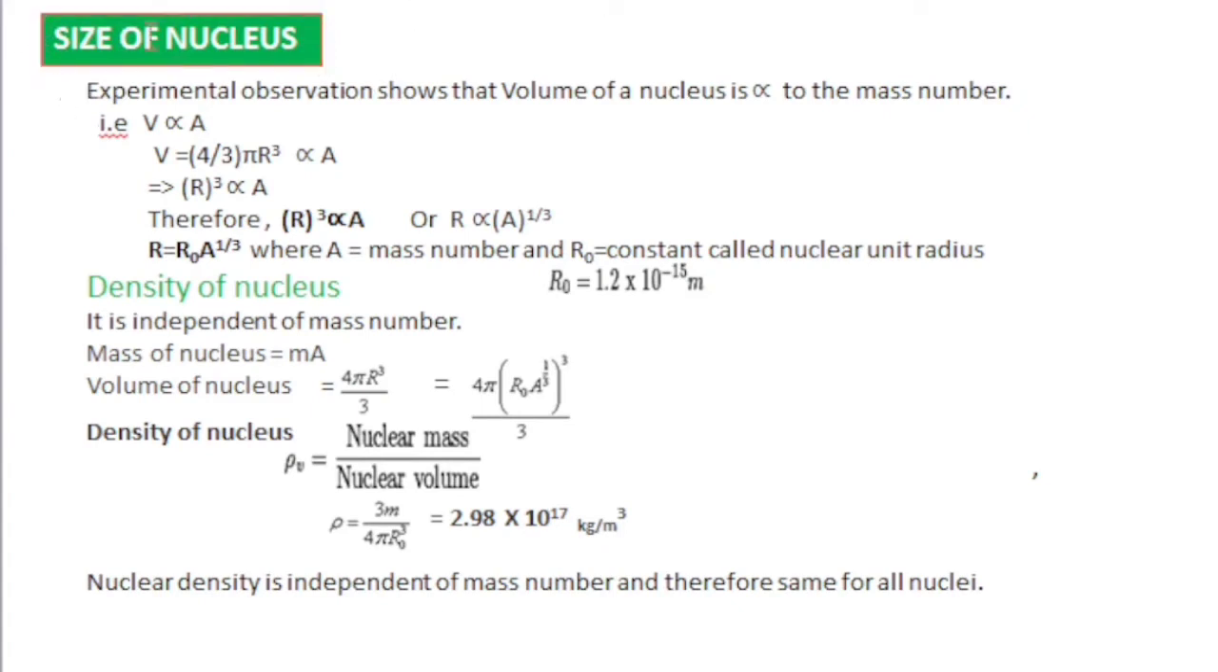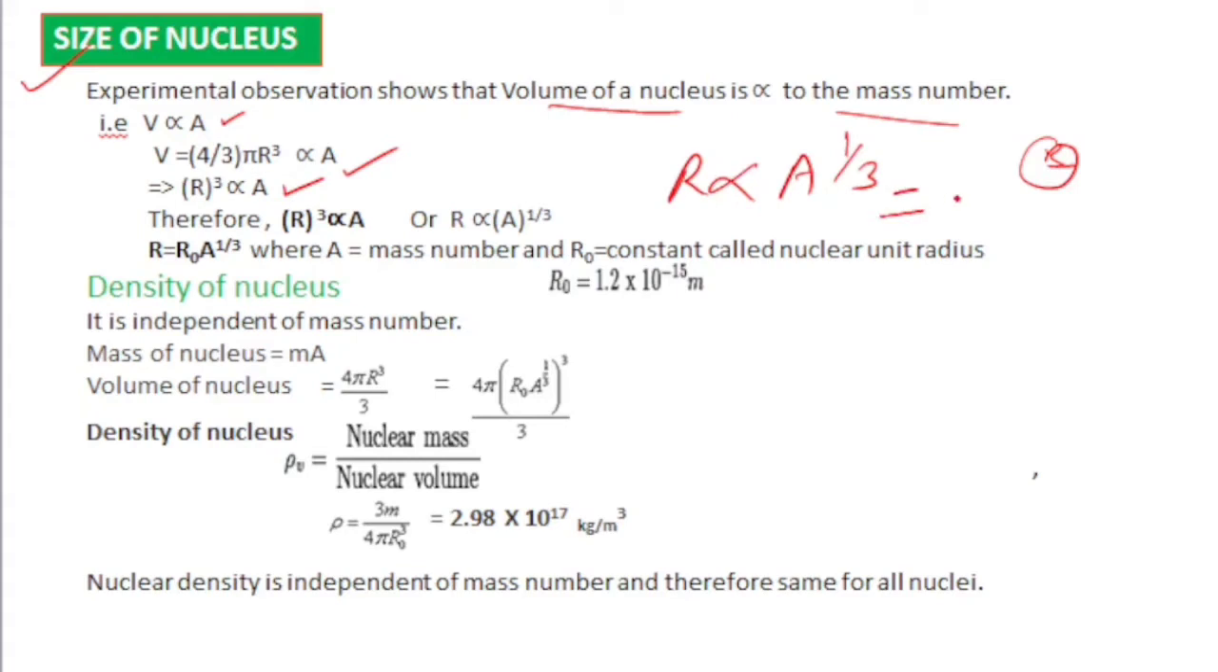So how do you find the size of the nucleus? Experimental observation shows that the volume of a nucleus is directly proportional to mass number. Greater the mass number, greater is the volume. So you can write V is directly proportional to A. You know the volume of a sphere is 4/3 pi r cube, where r is the radius of the sphere. So 4/3 pi r cube is directly proportional to A. Then r cube is directly proportional to A, or you can write r is directly proportional to A to the power 1/3.